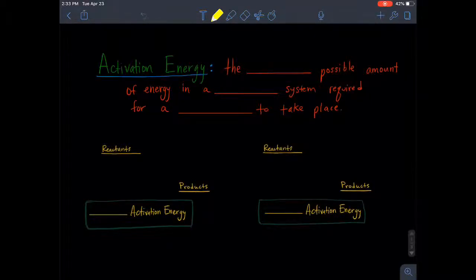Activation energy is the least possible amount of energy in a chemical system required for a reaction to take place. So it's the least amount of energy in a chemical reaction or in a chemical system that's required in order for that reaction to take place.